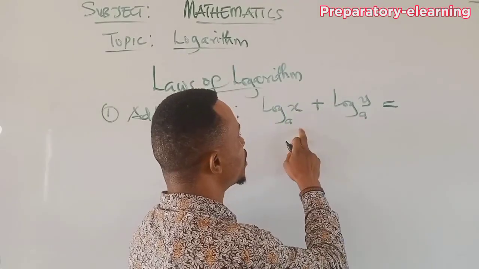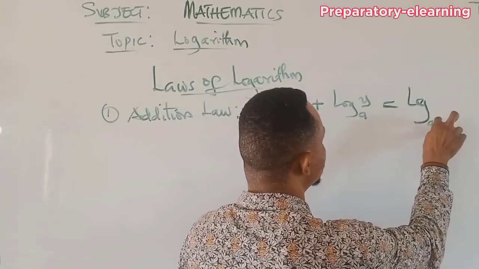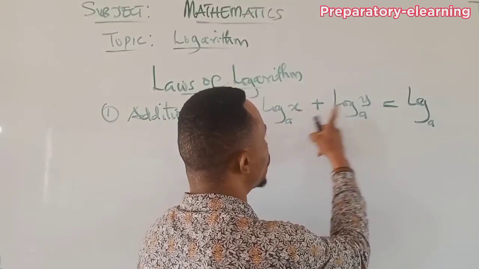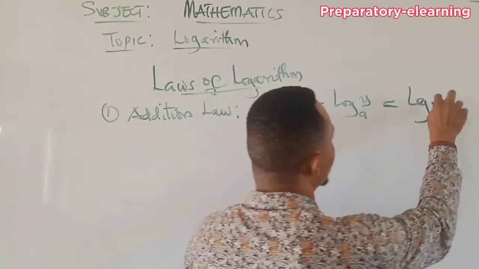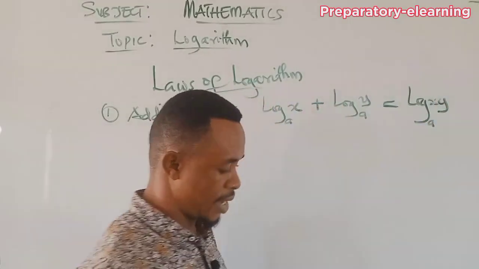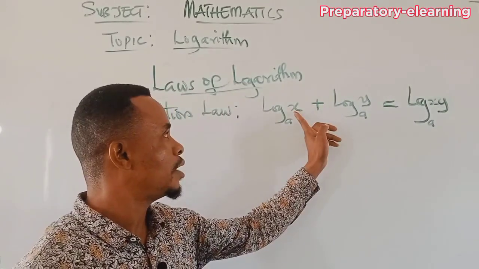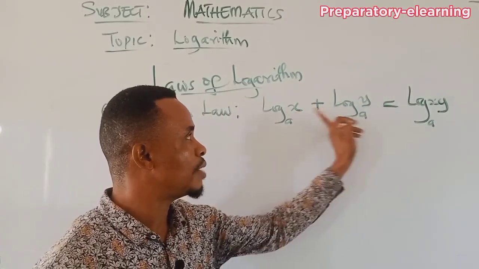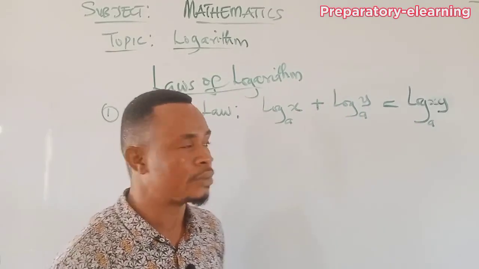Now we solve this. You write one log and one base. Because of plus, what do you do to these numbers? You multiply them. x times y, you have xy. Anytime you have addition law, what you do to the numbers is what? Any number you have here and you have here, they multiply themselves. So you have that. Let's take an example.